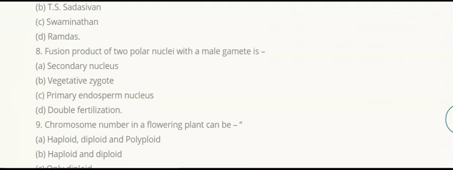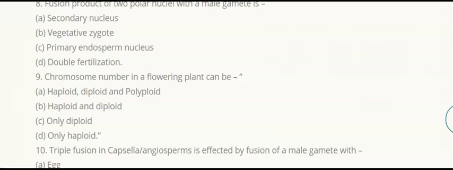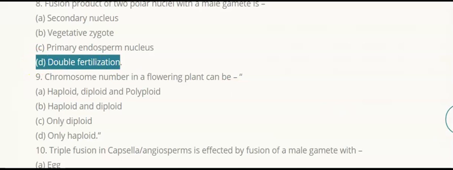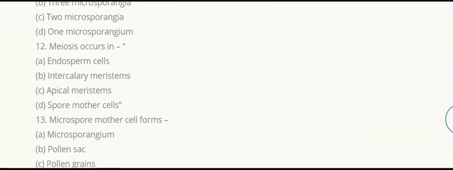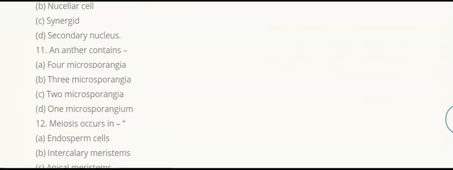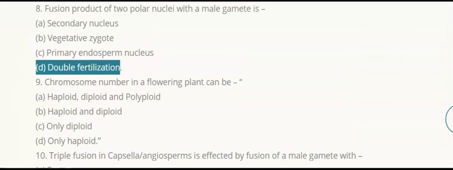Then we move to question number 8. The fusion product of two polar nuclei with a male gamete is secondary nucleus, vegetative zygote, primary endosperm nucleus. If you examine carefully all these options, here we find the fusion product of two polar nuclei with a male gamete. So a very simple answer then. It is called double fertilization, because there are two types of fertilization which take place in plants. As you are aware, there are two male gametes, and when they enter the ovule, again the ovule is an 8-nucleate and 7-celled structure with 3 antipodal cells, 2 in the center, the secondary nucleus, and then we have the egg, with the synergids on both sides. It also has an apparatus called the filiform apparatus.